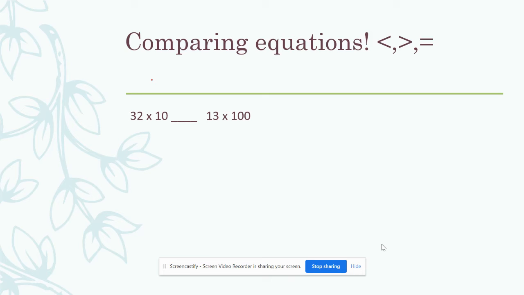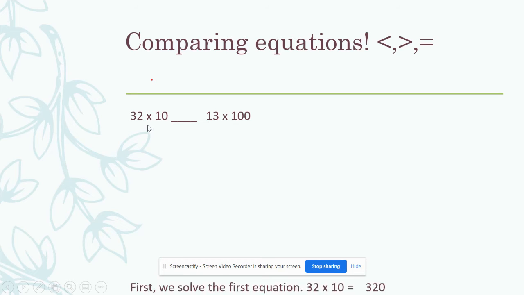So we have 32 times 10 equals, or not equals, blank. Okay, so 32 times 10 blank, 13 times 100. So we want to know if Mr. Pac-Man is going to eat one of these equations, or if they're equal, meaning they're the same, right? Mr. Pac-Man, remember, likes to eat the bigger number.